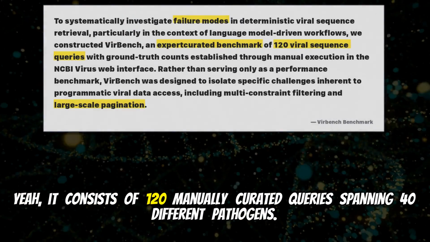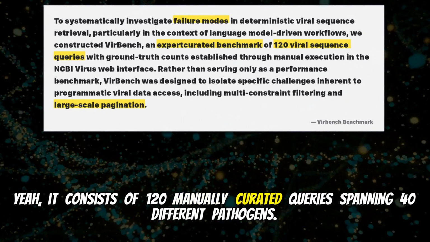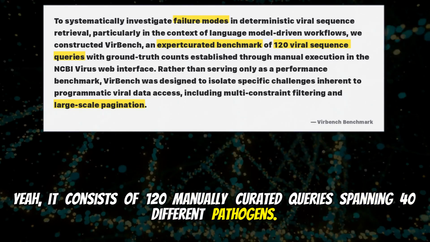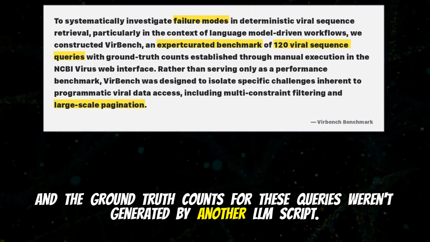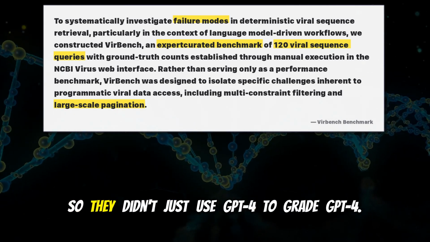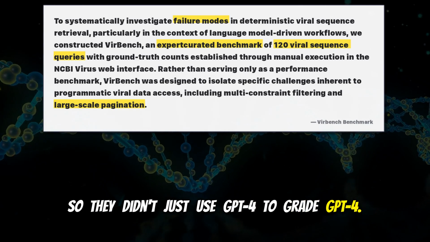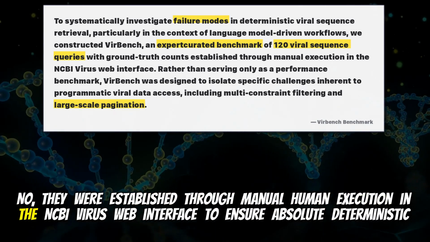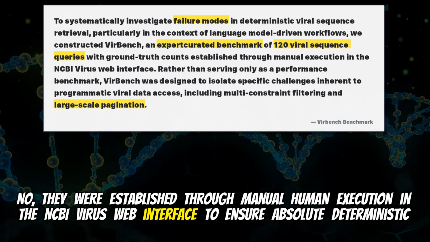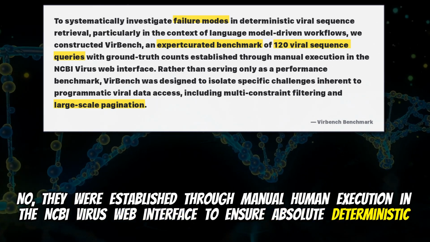Yeah, it consists of 120 manually curated queries spanning 40 different pathogens, and the ground truth counts for these queries weren't generated by another LLM script. Well, that's smart. So they didn't just use GPT-4 to grade GPT-4. No, they were established through manual human execution in the NCBI Virus web interface to ensure absolute deterministic accuracy.